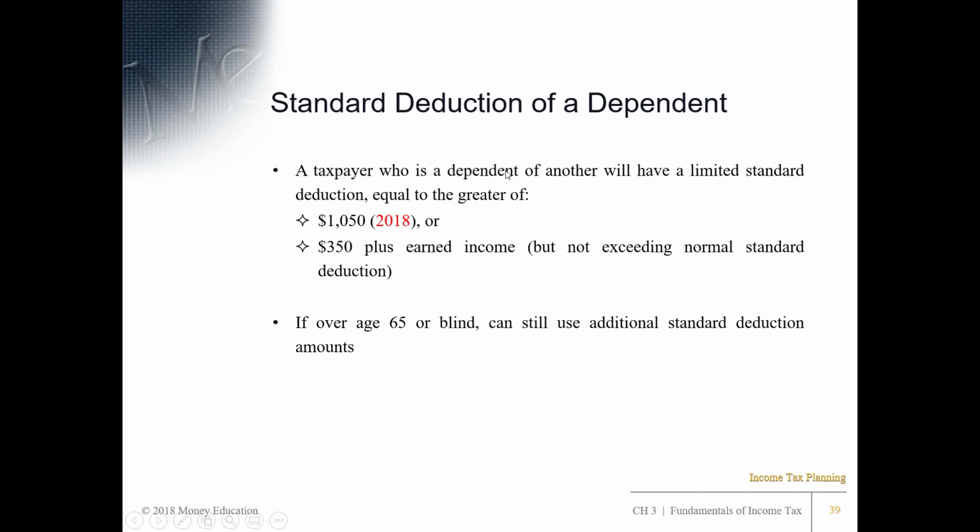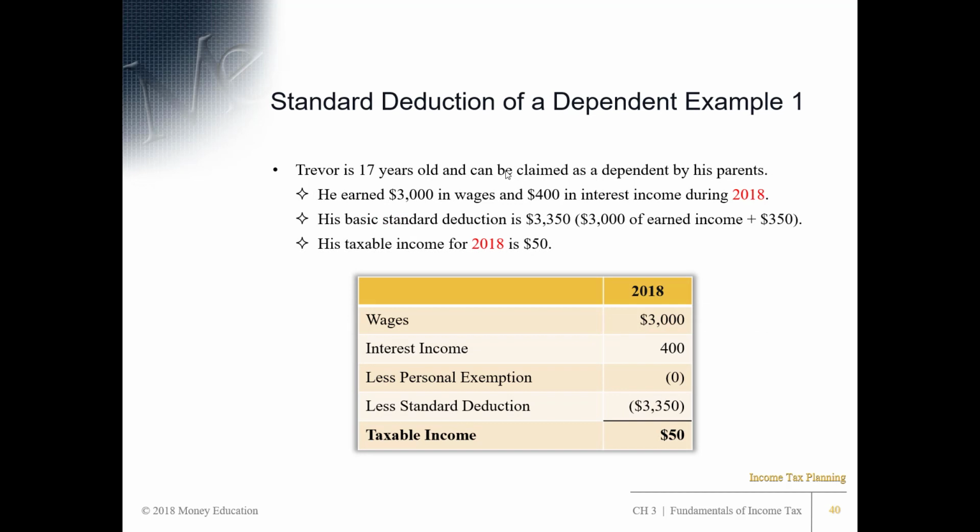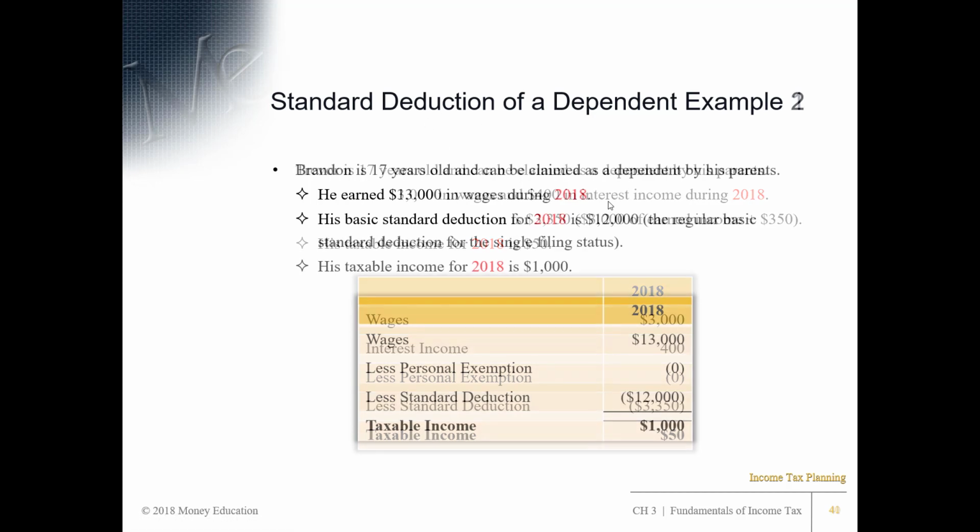So, the standard deduction of a dependent. A taxpayer who is single, a taxpayer who is a dependent of another will have a limited standard deduction equal to $1,050 or $350 plus earned income. Example of a dependent with a standard deduction. Trevor is 17 and can be claimed as a dependent by his parents. He earns $3,000 in wages and $400 in interest during 2018. His basic standard deduction is $3,350, which is his earned income, so not the interest, earned income plus $350. So his wages plus interest less the standard deduction equals $50. So he's going to have taxable income of $50.